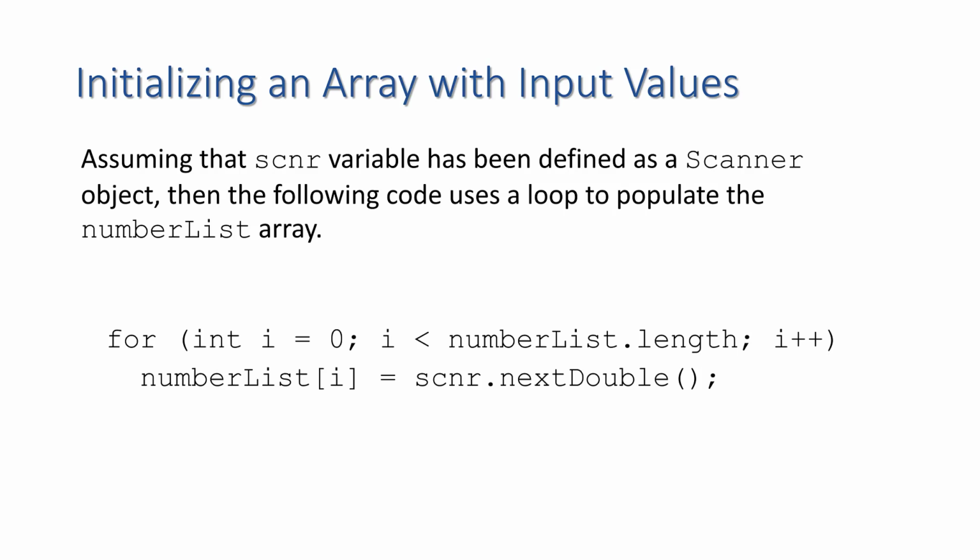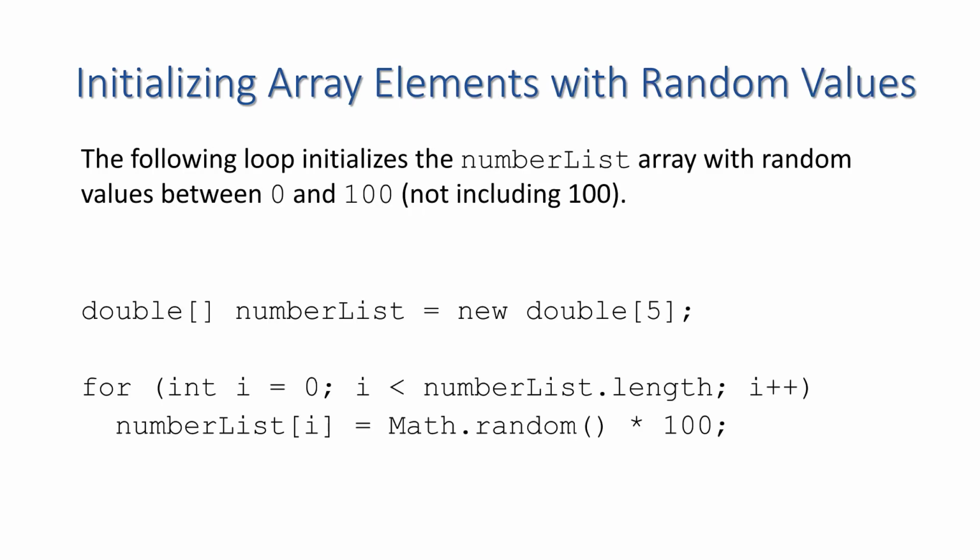Once an array is declared and created, it can be populated with user input by using a loop and a scanner object. In this code block, the entire number list array is populated by the user. Notice the index variable i starts at 0 and ends at the length minus 1. In this code block, the loop is used to initialize the number list array with random values between 0 and 100, but not including 100.